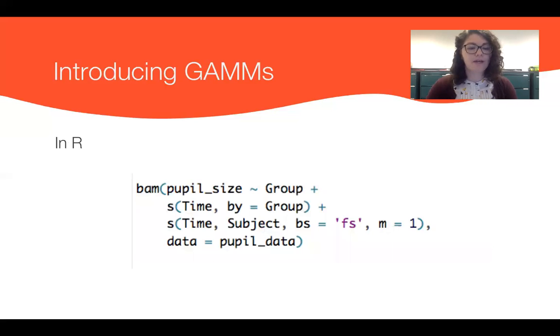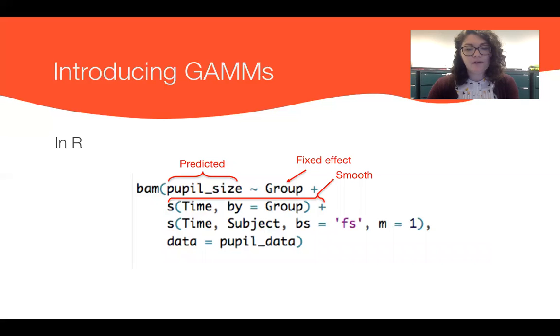This is what it looks like in R. Again, this is a very simplified model. This is not necessarily the model I would use for an actual research project. This is just a very simplified overview. Again, we're using a function called BAM this time, but the syntax is pretty similar to LMER. We are specifying that we're predicting the size of the pupil, and then we are saying that we're predicting it with a fixed effect of group. So group, again, I'm using that same data here. So it's just that blue versus that pink line here.